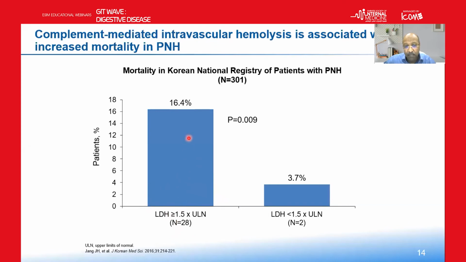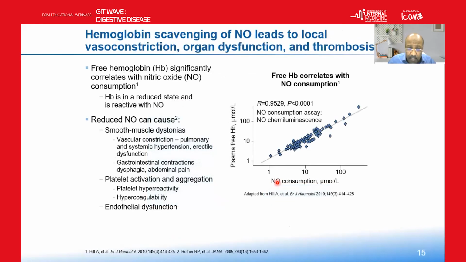And they found that patients who have a higher level of hemolysis, by higher LDH, have significantly increased mortality, 16.4% as compared to 3.7% in patients who don't have significant hemolysis. The other important marker is nitric oxide. It's been found in a study led by the Leeds group by Anita Hill.